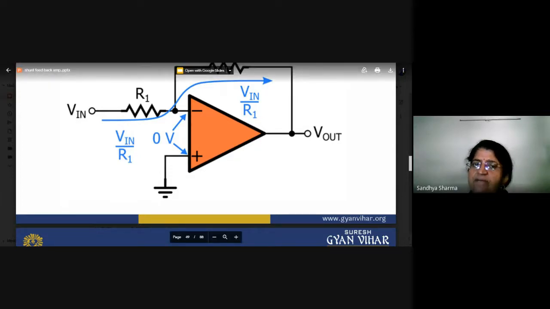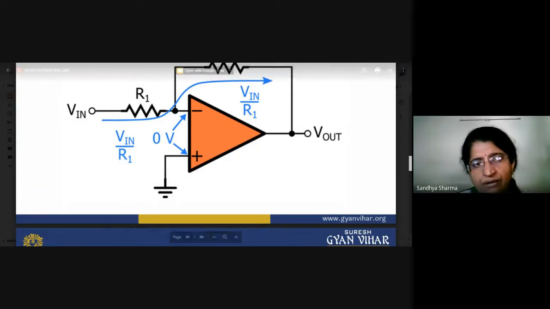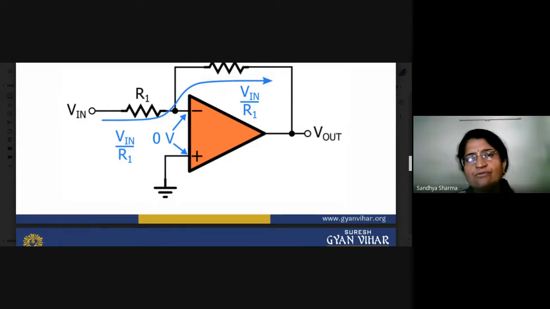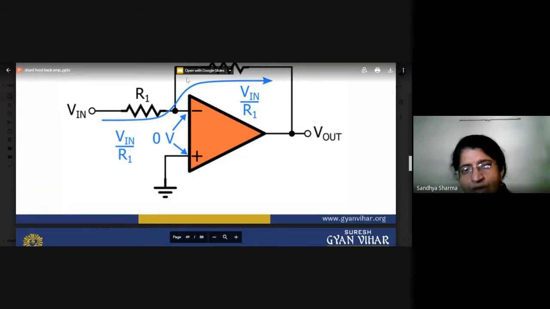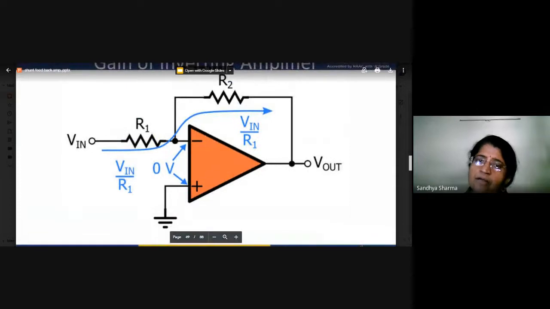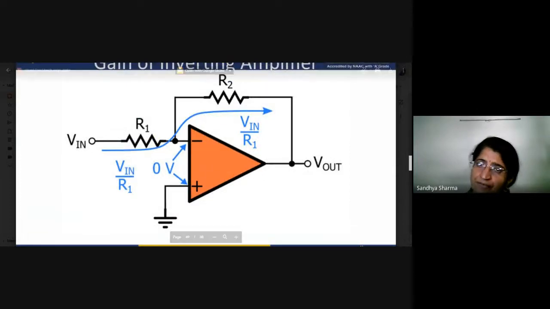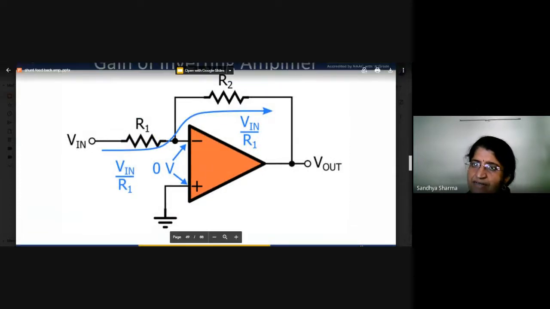Vin by R1. What is the value of current flowing through this particular terminal? That is equal to Vin by R1. So this current will flow, and the whole current will pass through the feedback circuit. No current is entering here.